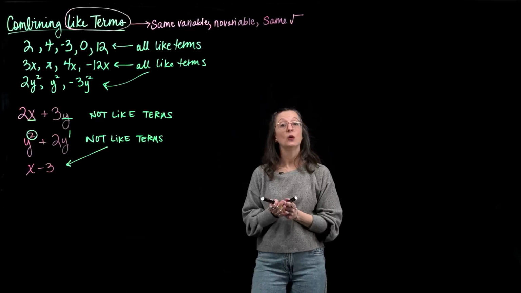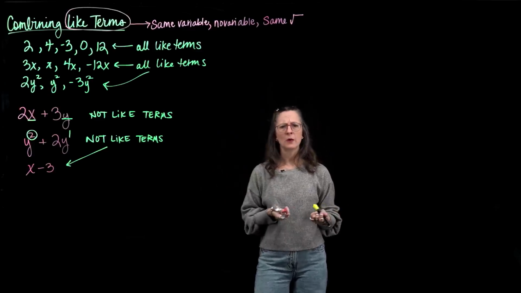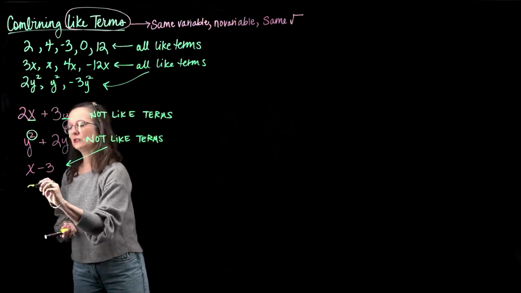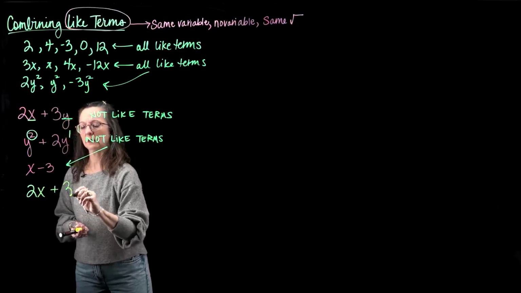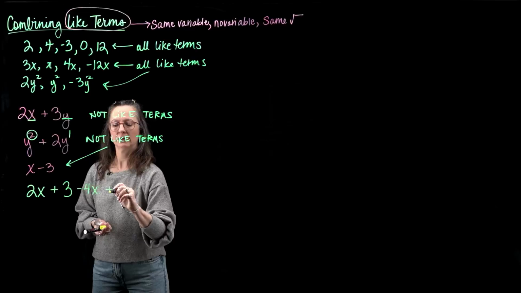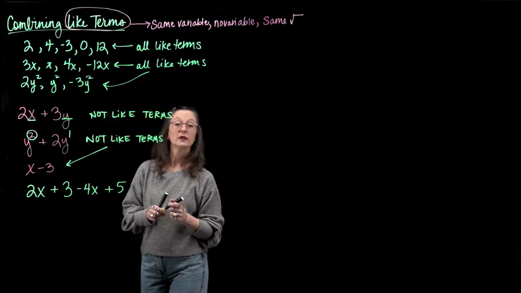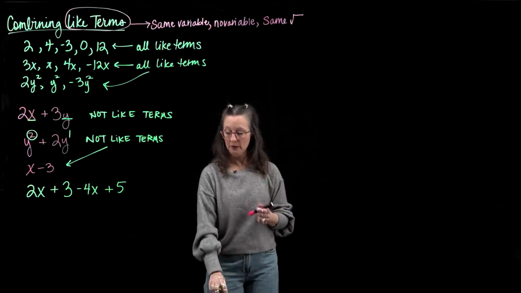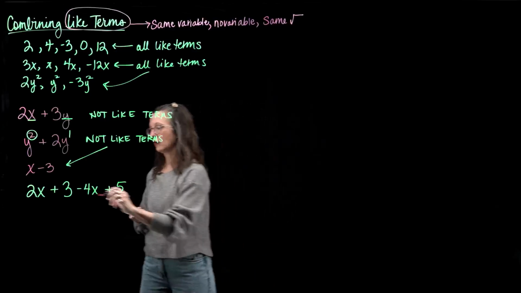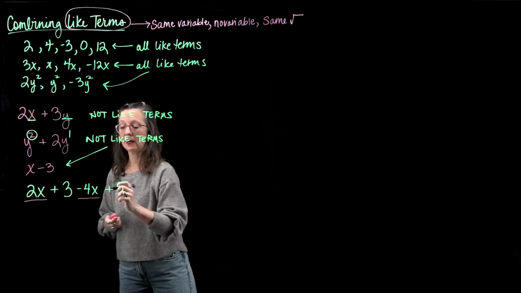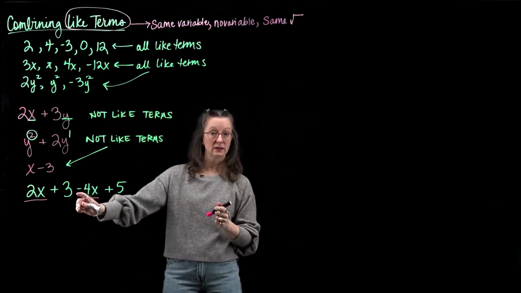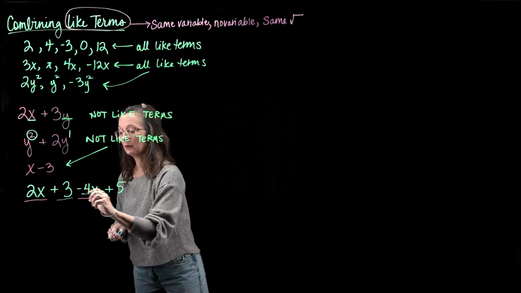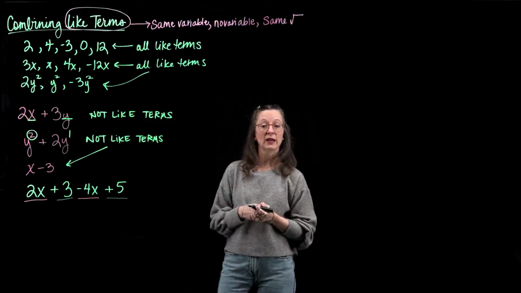Okay, now that we know what makes like terms, let's talk about what we can do with them. So if I have 2x plus 3 minus 4x plus 5, we can group up our like terms and combine them. So I'm going to mark one set of like terms in pink. That would be our 2x and our minus 4x. Notice that that sign stays with it. And I'll mark our other set of like terms in blue. That would be the plus 3 and plus 5.